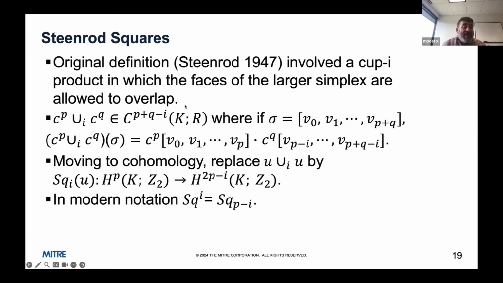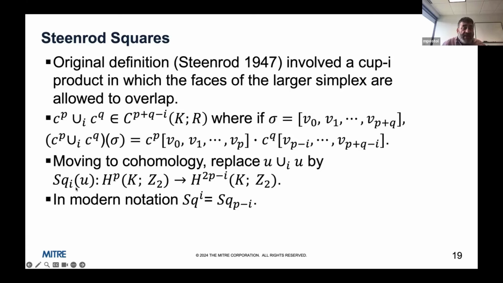But basically the idea behind the cup-i product is, remember, a cup product, you have something going, and so for a cup-i product, we're going to overlap. Now, there's a mistake here, it should be P plus Q minus i. So it's not the full P plus Q plus 1. But here you can see it. So we take the first P and the last Q overlap, and that's what a cup-i product is.